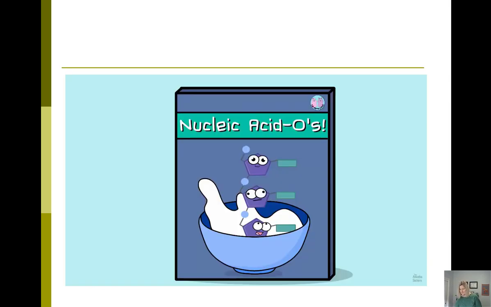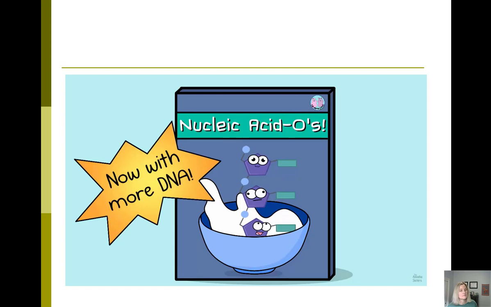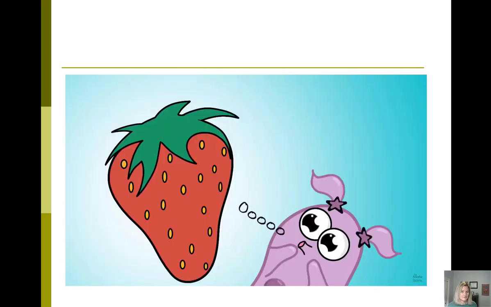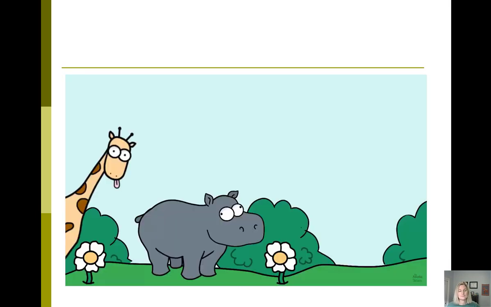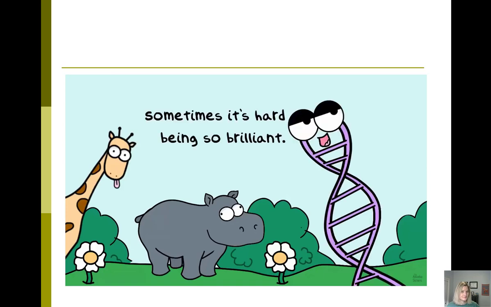They are found in a lot of your food because whenever you eat something that came from something once living, it can still contain the DNA. For example, when you eat a strawberry, you're actually consuming all the cells that make up that strawberry. And in the nucleus of all those strawberry cells is DNA. Plants and animals both have DNA. In fact, any type of life must contain nucleic acids to direct the cell's activities.